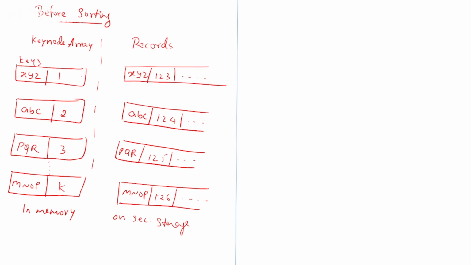Now this key node array is connected to the records. The keys, which are in the memory, are going to connect to the actual records. In the actual record you have lots of data. We are not going to take all the data. Instead we take only some keys, and we use pointers to connect it. This is before sorting. You can see here XYZ, ABC, PQR, MNOP, which is not in sorted order.